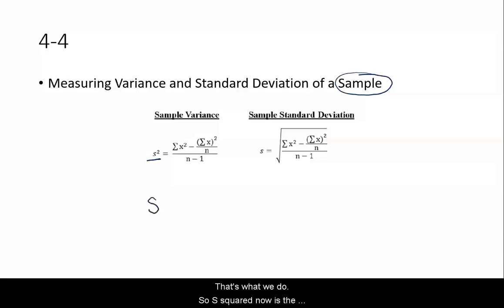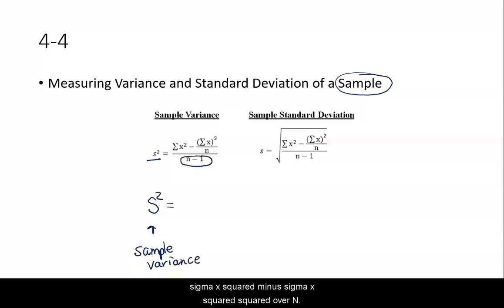So S squared now is the symbol for sample variance. And the only thing in the formula that has changed, because at the top, that is still sum of squares. Sigma x squared minus sigma x squared over n. That's still sum of squares. Was before, is now. Nothing changed in how you calculate it, nothing.